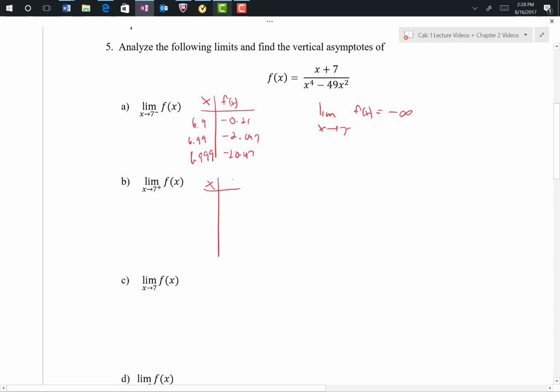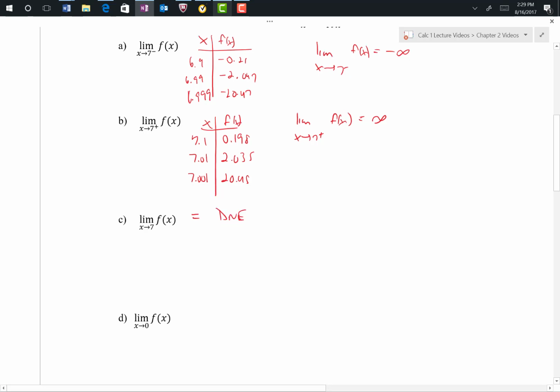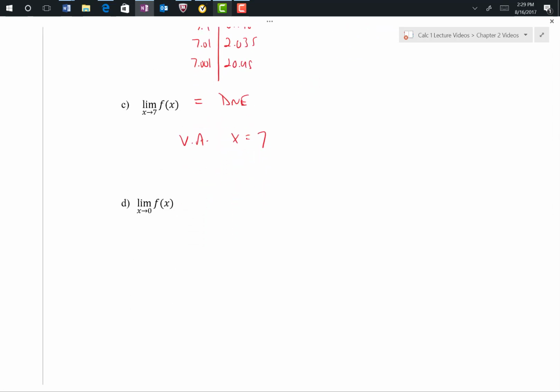Okay, along those same lines, let's pick values slightly larger than 7. So the limit as x approaches 7 on the right is positive infinity. That means our two-sided limit does not exist. So we have a vertical asymptote at x equals 7. Now let's try 0.